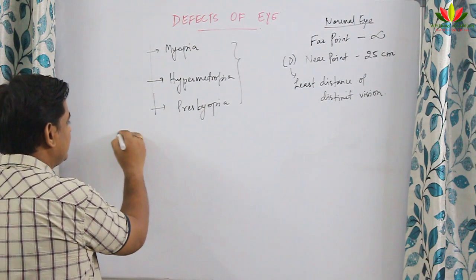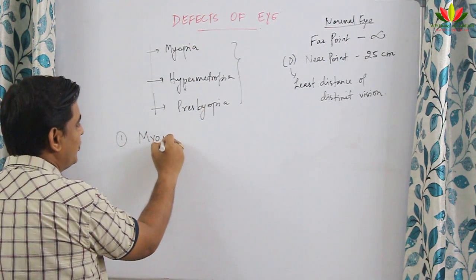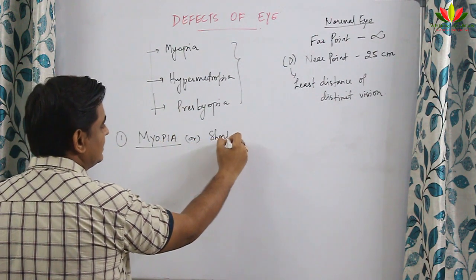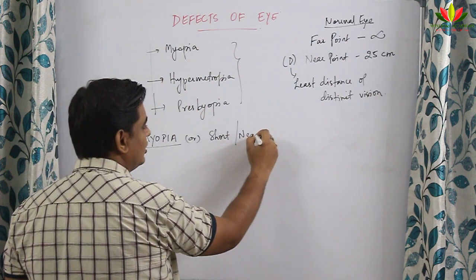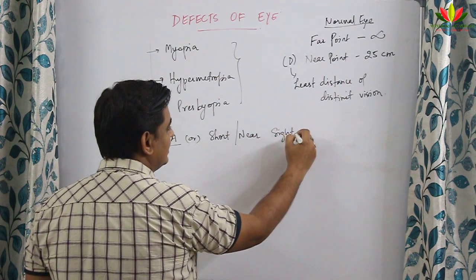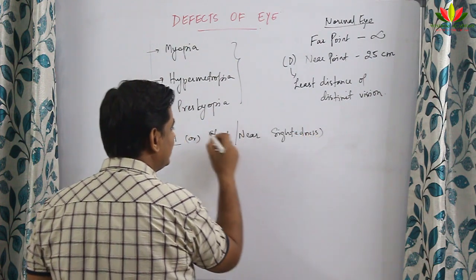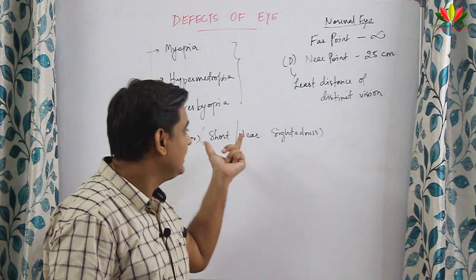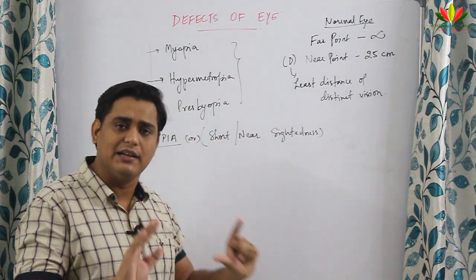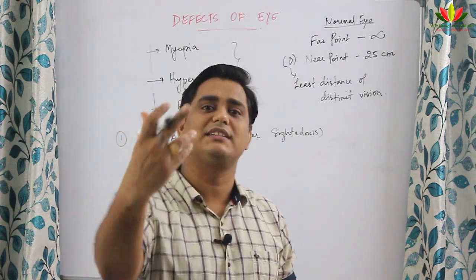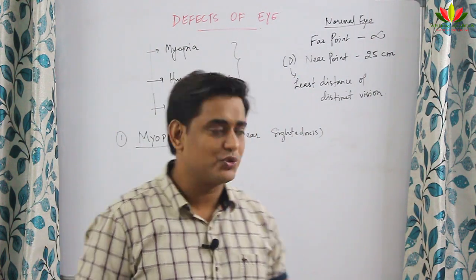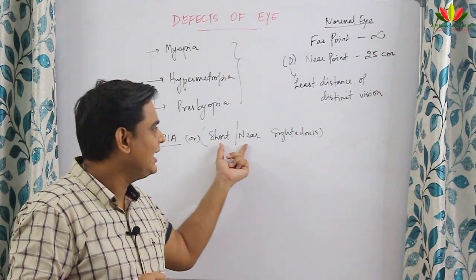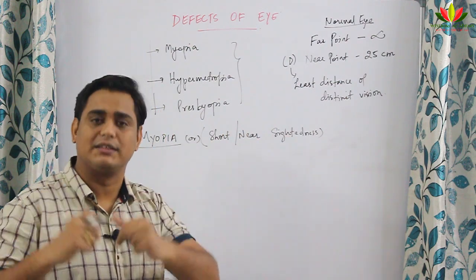So the first defect which I am going to talk about today is myopia. Myopia is also known as short-sightedness or near-sightedness. Usually students get confused in this. They think they are not able to see short distances clearly, but it's not like that. They are able to see near distances clearly, but they are not able to see far objects clearly. Near-sightedness means they have good sight of near vision and they don't have good sight of far things, right?